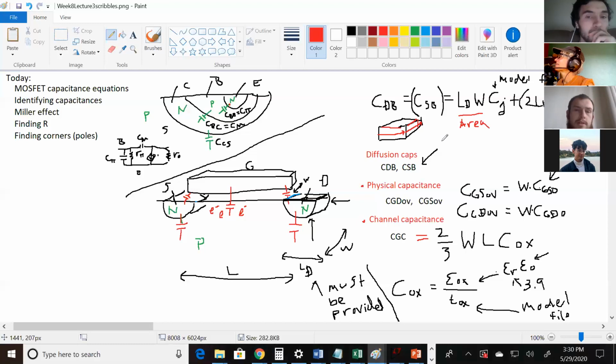2W plus 2L. But one of the W's is underneath the gate, so you get to ignore that. So exactly what you said, and then minus one of the W's, and you get the distance across the front, which is LD, plus W, that's walking along the side, and then 1 LD across the back. And you multiply it by CJSW, which guess where you find it?